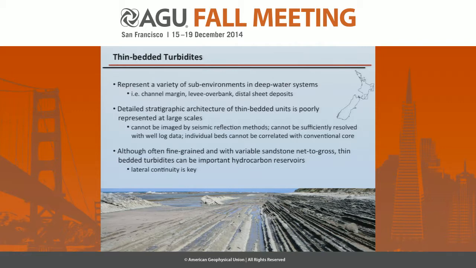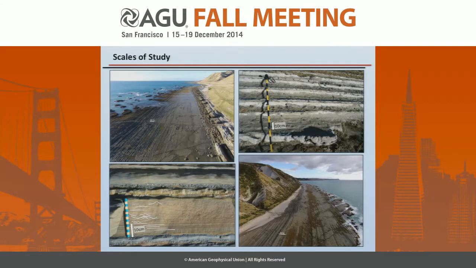Another importance of these thin-bedded turbidites is they can prove to be important hydrocarbon reservoirs as long as we understand their lateral geometries and if we know that those are laterally continuous. So to study these thin-bedded turbidites, we're interested in multiple scales of quantifying stratigraphic architecture. This starts with the centimeter scale of looking at very small structures and individual beds, and then stacking patterns of how thin beds stack one on top of one another. And then this scales upward to lateral geometries of kilometers and kilometers of available exposure that we have in New Zealand.